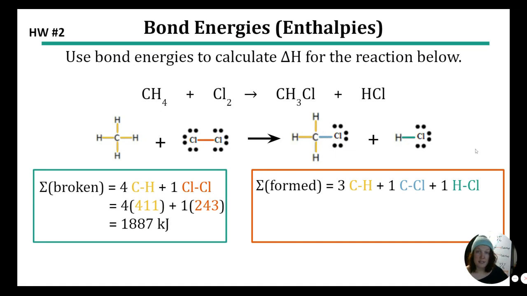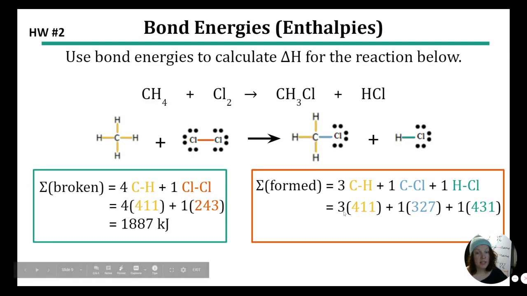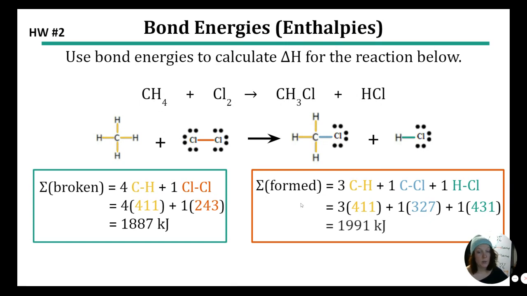We would then plug the values in from our bond energies table. So for CH bond, it's 411. For CCl bond, it's 327. And for HCl, it's 431 kilojoules per mole. Multiply them by how many bonds they have each. We only have one of these on the HCl and the CCl, but 3 of the CH bonds. And then add them together to get us 1,991 kilojoules.